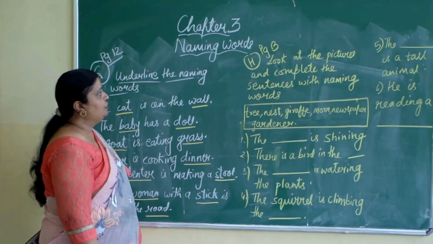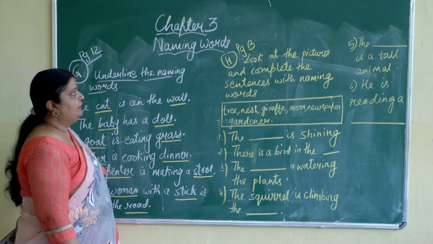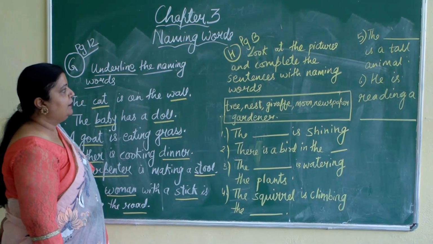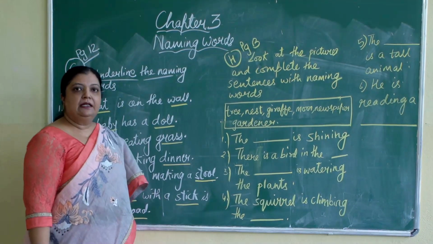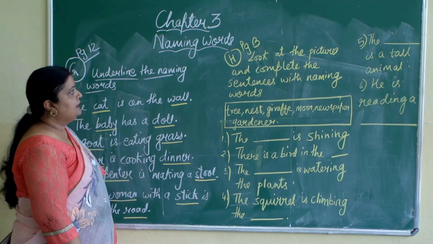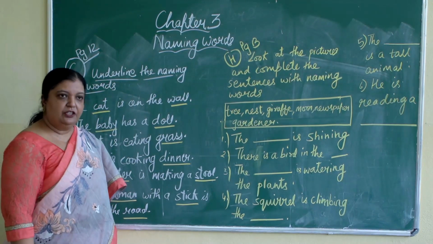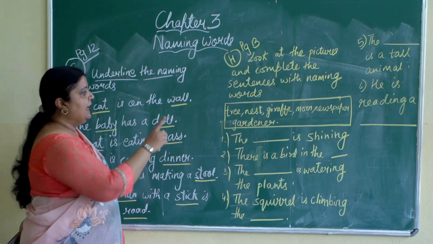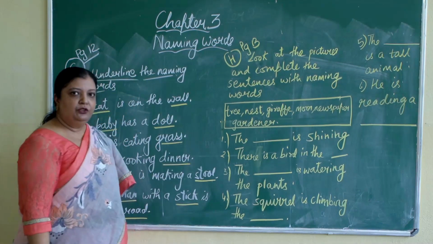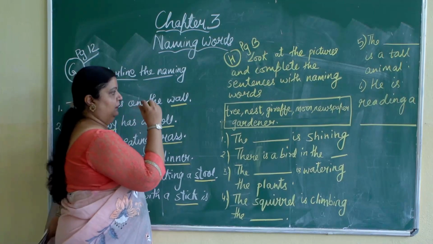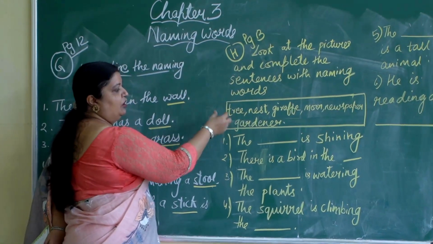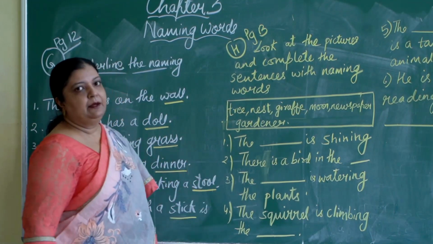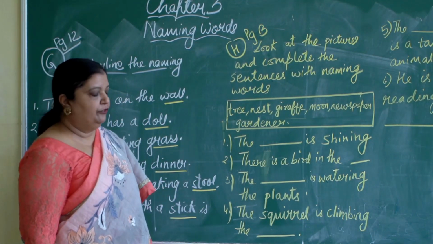Now, we will switch on to H exercise found on page 13. You have to look at the pictures and complete the sentences with naming words. In this exercise, some pictures are given, children. You can look at those pictures and then fill in the naming words. And the box is there. As I told you before, when you write the naming word from the box, just omit it so that you can easily do the other exercises and complete it soon. There will be no confusion.